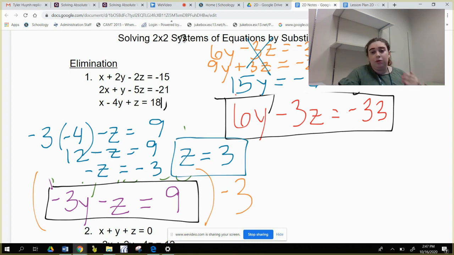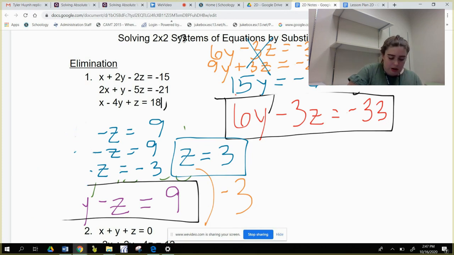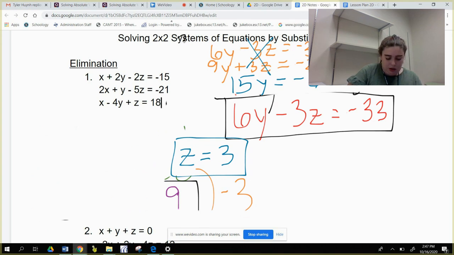Okay, so now, so far we've solved for y and z. What variable do we still need to solve for? X, right? So all we're going to do is take our y and our z, plug it back into one of our original equations, and solve for x. So I would either choose the first or the last one because x doesn't have a coefficient or a negative in front of it. Okay, so I'm going to erase some stuff right here. Okay, keep that z equals 3 so we remember. All right, so let's use the first equation.